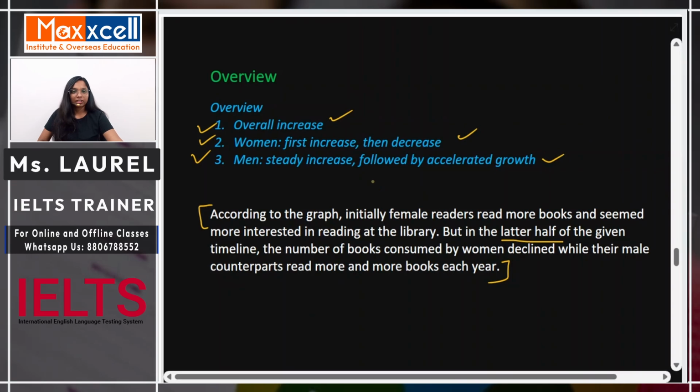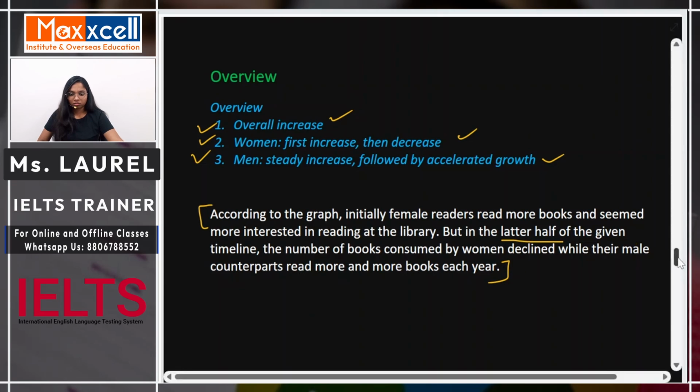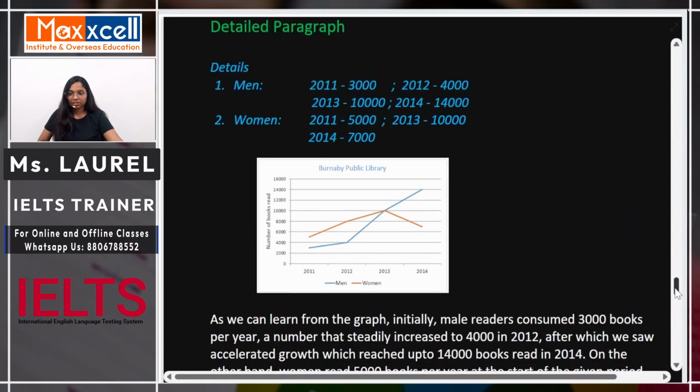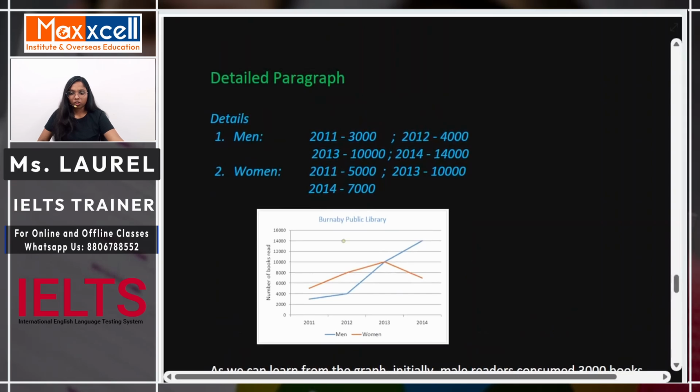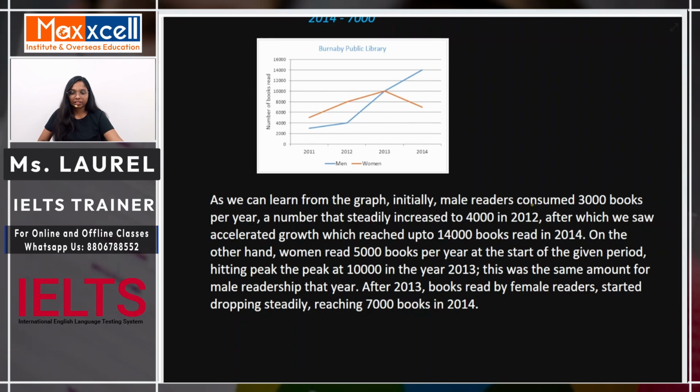We have talked about the initial phase, and we have also talked about the later phase. Now moving on to the detailed paragraph, we have already written down the numbers, but I have also put the graph here for your benefit. As we can learn from the graph, initially male readers consumed 3,000 books per year.